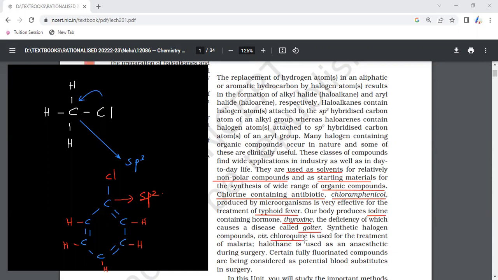Chloroquine is used for treating malaria. Halothane is used as an anesthetic agent during surgery. And some fluorinated compounds act as a substitute for blood in surgery. So in this video, we have studied the introduction. In the next video, we are going to learn about the following part.